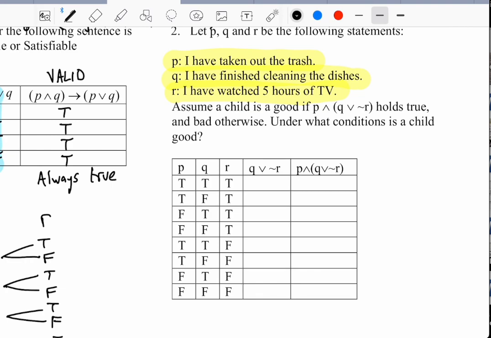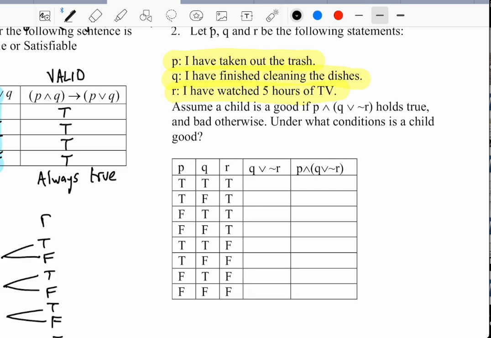All right. So, I've taken out the trash. I've finished cleaning the dishes. I watched 5 hours of TV. All right. So, we're just going to go by the rules of logic here. And we're not going to try to wrestle with, all right, the first part's true, the second part's true, the third part's true. What does that mean for the whole thing?